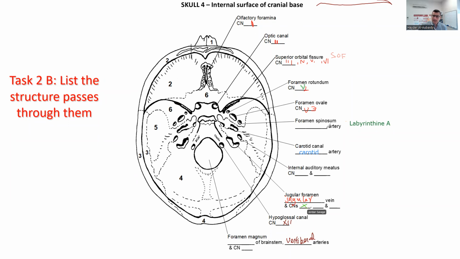Foramen spinosum, labyrinthine artery. It should be very close to labyrinthine. It's a very close branch to it, but it's not the labyrinthine itself. It's an artery that goes to the dura. So it's called what?